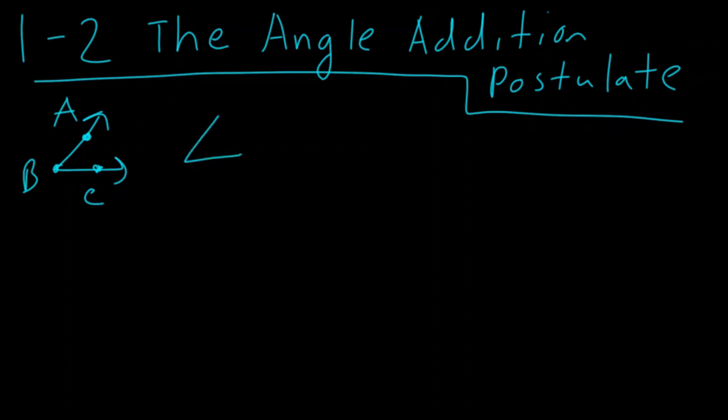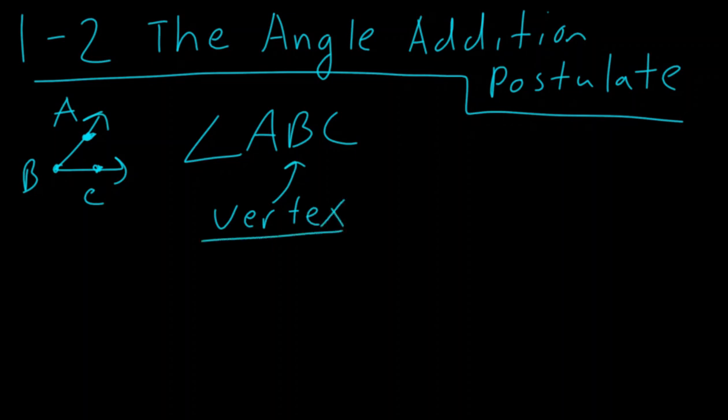Well, we simply draw a little symbol like this, and we start with the letter A. We go A, B, C. So here we're saying angle ABC. You'll also notice that B is our middle letter, and we always call this the vertex. It's the point where these two lines meet. And you can see that very clearly here. B is the vertex of this angle.